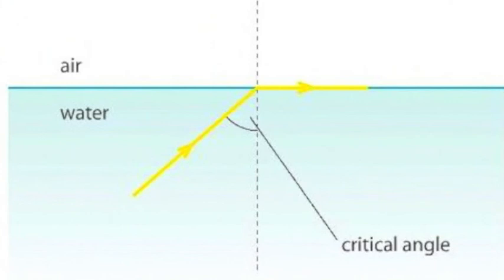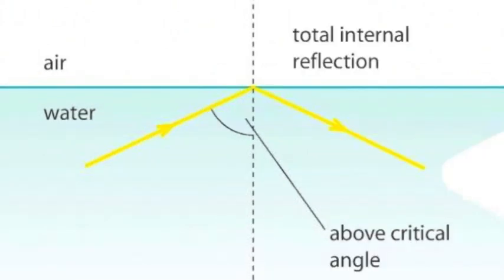If the angle of incidence increases to a certain angle, called the critical angle, then all the light is refracted at 90 degrees to the normal, along the boundary. If the angle of incidence is above the critical angle, then all of the light is reflected, staying inside the denser material. This is called total internal reflection.